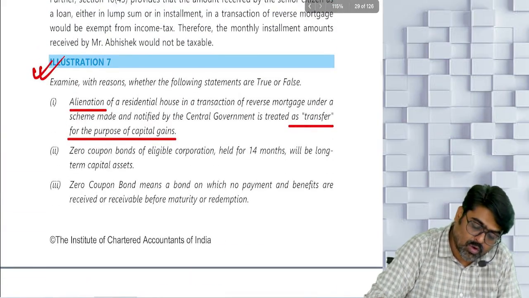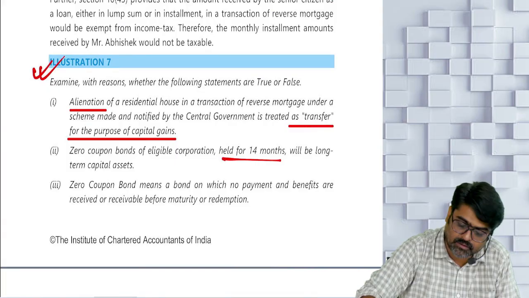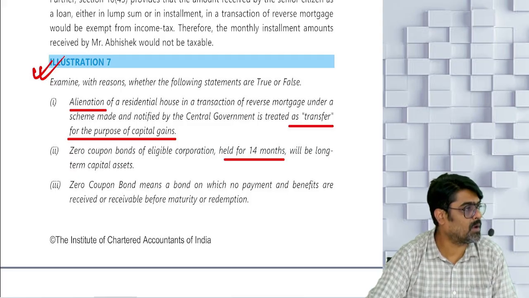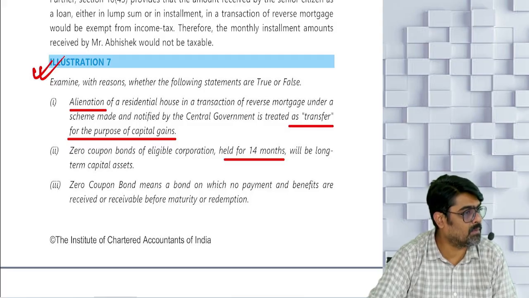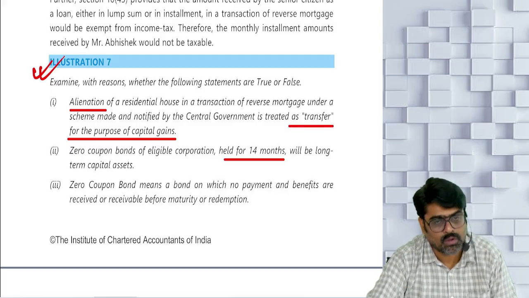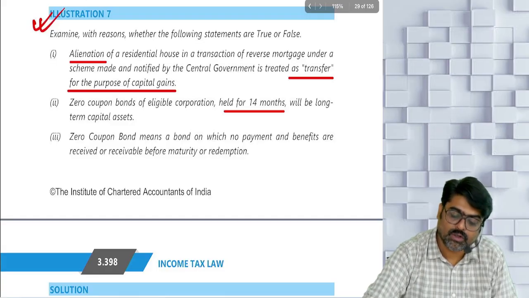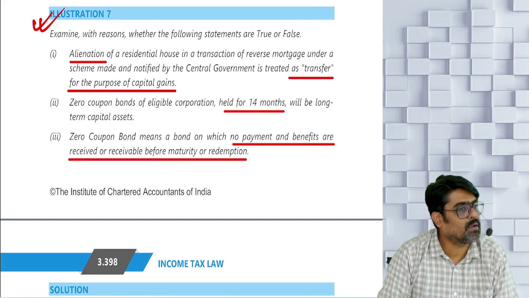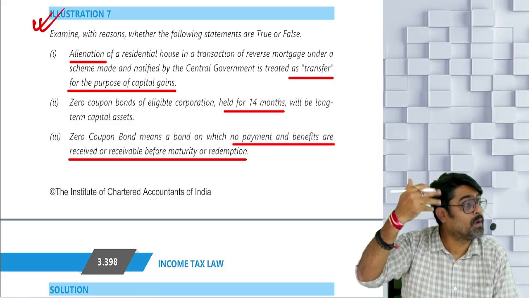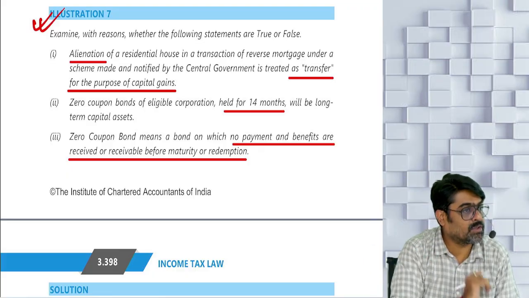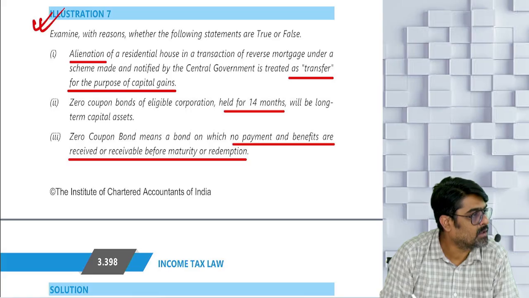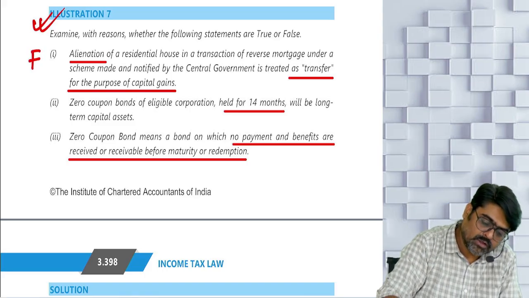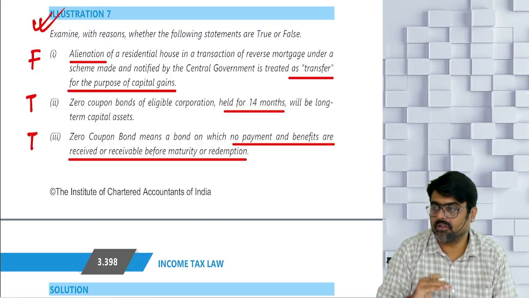Yes or no? Zero coupon bonds of an eligible corporation held for how many months will be a long-term capital asset? Yes. Because for zero coupon bonds we check a holding period of 12 months. If they are held for more than 12 months, they are long-term capital assets. So this statement is true. Next one. Zero coupon bonds mean bonds on which no payment and benefits are received or receivable before maturity. Absolutely correct. Whatever benefit comes at the time of maturity comes in the form of gain. Until maturity, no benefit is given in the form of interest, etc. So the statement is true. Understanding? This is false. This is true. This is true.